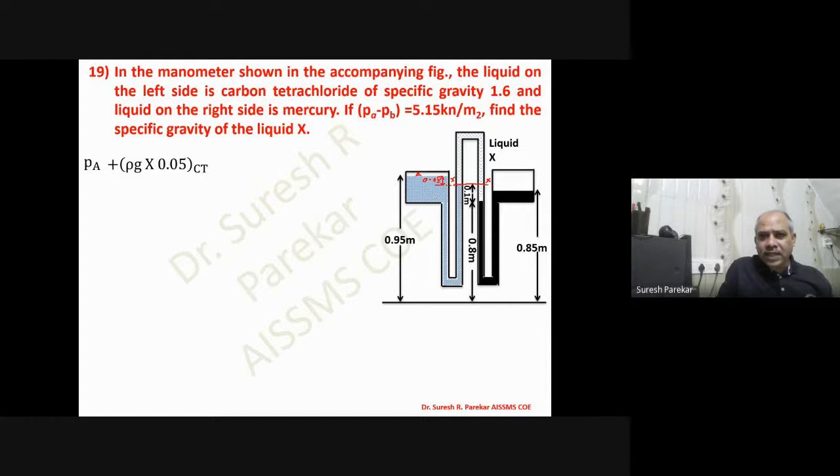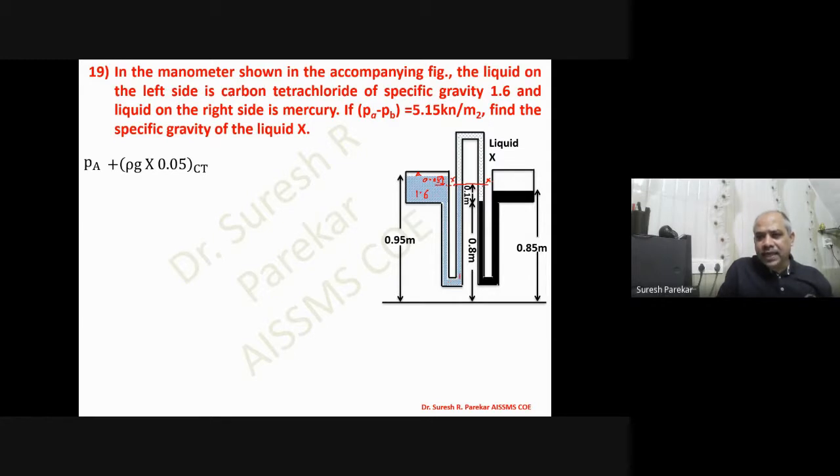We have this liquid, carbon tetrachloride, and the specific gravity of that tetrachloride here is 1.6. Then we come over here, and we need not consider these two, because one is plus 0.9 and another is minus 0.9.